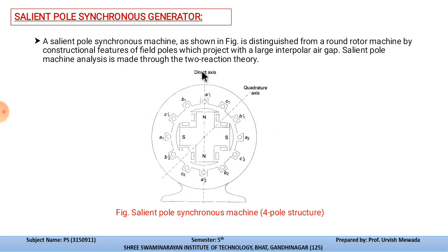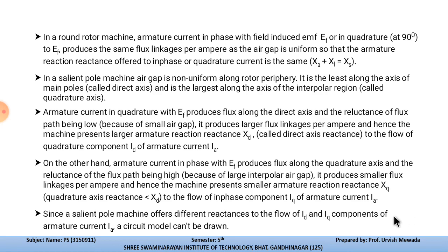This is the portion at which there is the maximum air gap. But over here, the direct axis is the polar axis, and you can see there is the least air gap between the stator circuit and the rotor circuit, so it offers the minimum reluctance. Now, since the salient pole machine offers different reactances to the flow of the ID and IQ components of the armature current IA, a simple circuit model cannot be drawn.